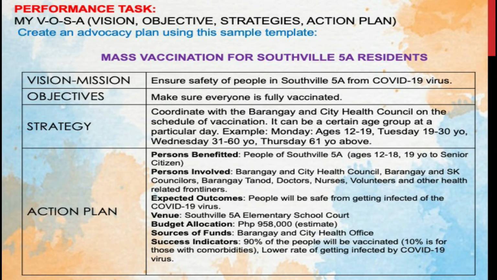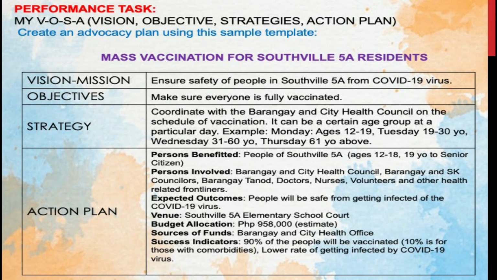Here is an example of an advocacy plan. The title is Mass Vaccination for Southville 5A Residents. The vision or mission is to ensure safety of people in Southville 5A from COVID-19 virus. The objective is to make sure that everyone is fully vaccinated. Actually, you can add more in the objectives, but my objective as an example here is to just make sure that everyone is fully vaccinated.